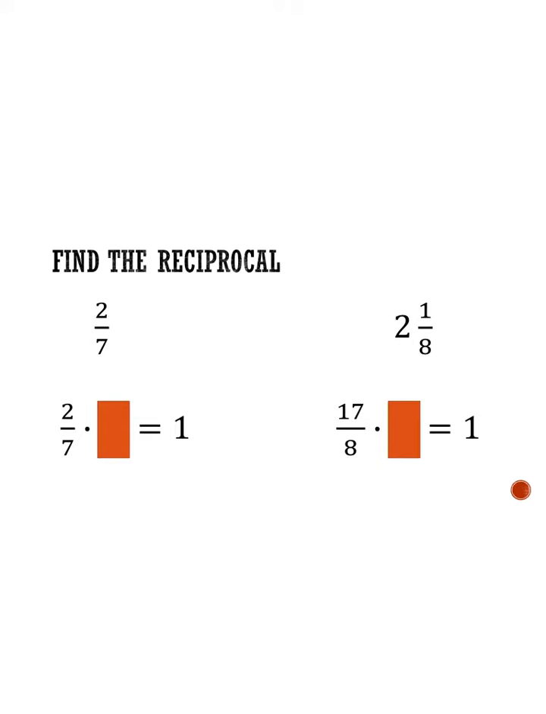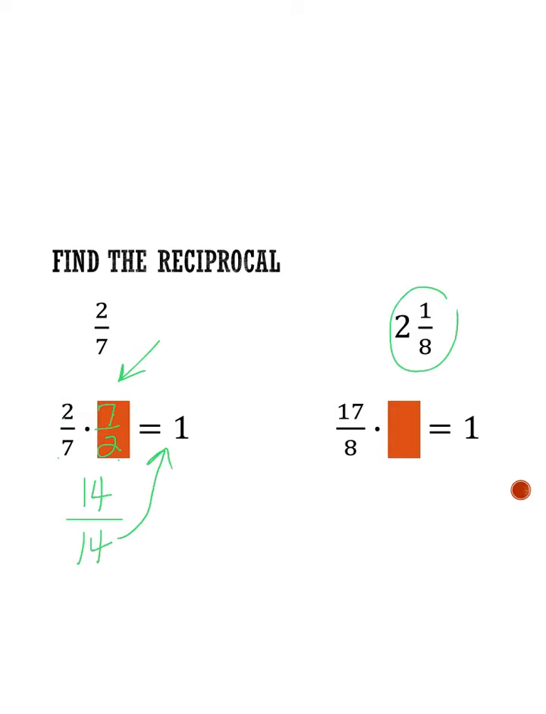So let's practice that. What would the reciprocal have to be for 2/7 for it to multiply to equal 1? Well, it's going to be 7/2, because 2 times 7 is 14, 7 times 2 is 14, and that simplifies to 1. Okay?